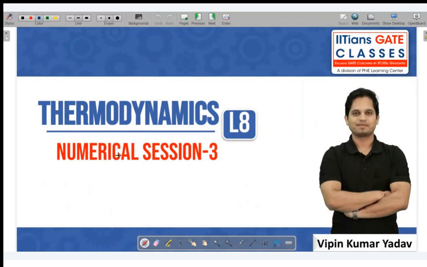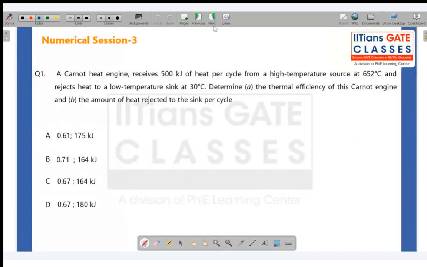So it is a numerical session. We will be focusing on second law and entropy questions. And I hope even if you have some doubts, we'll try to clear it today itself. Now, let us start with the first question. I hope that you have revised already. So you already remember the concept of heat engine, refrigerator, heat pump, Carnot cycles, how to calculate COP for a reversible engine, all that.